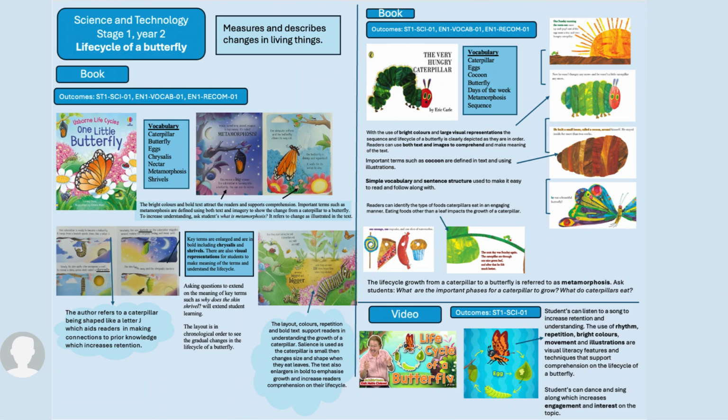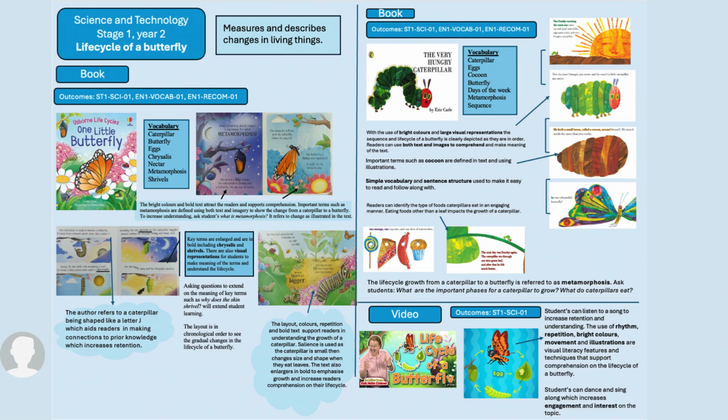In addition, the layout, the colors, the use of repetition, and bold text all support the readers in comprehending the text. Salience is used as the caterpillar is small and then changes in size and shape when they eat leaves. Students begin to see what caterpillars eat and see the gradual growth. The text also enlarges in bold to emphasize growth and increase students' comprehension on the life cycle of a butterfly.